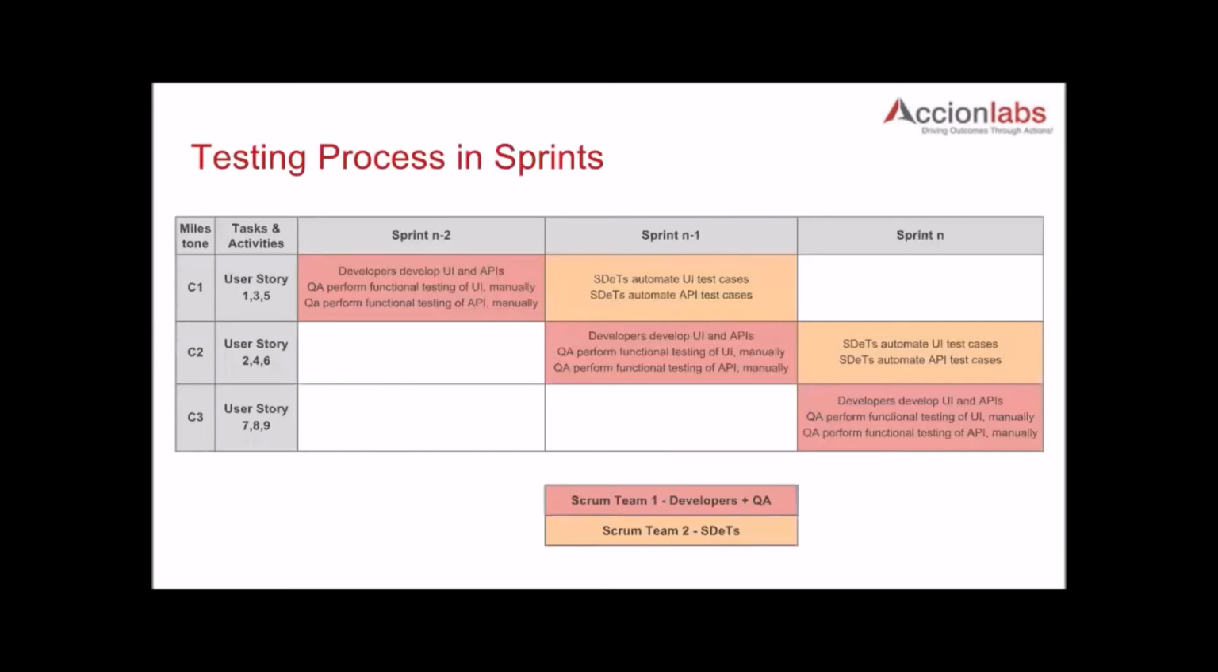And then let's say I have sprint n minus 2 and n minus 1, and then I have user stories 1, 3, 5. Now, the color kind of denotes that user story 1, 3, 5. When the development team is developing the user stories 1, 3, 5 in sprint n minus 2, the SDITs are probably writing the manual test cases. Okay, they are actually documenting the test cases. And then as we come to sprint n minus 1, the SDITs would automate user stories 1, 3, 5, and the development Scrum team would move to user story 2, 4, 6.